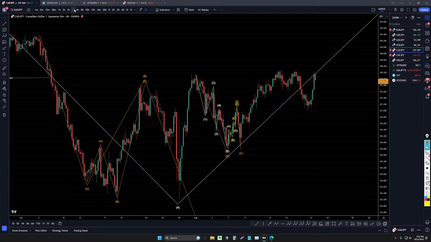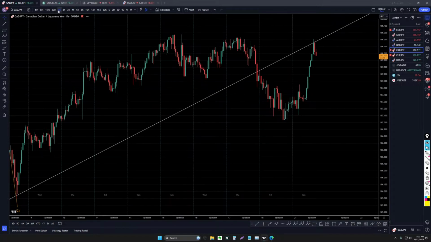Yeah, you're not kidding. Are you talking about this one? That's not very strong on this time frame. It's probably just a correction.